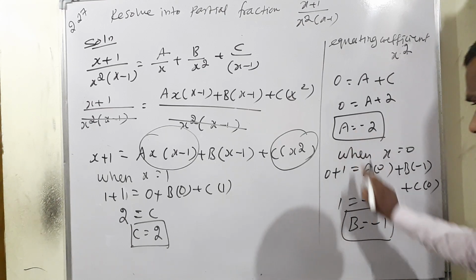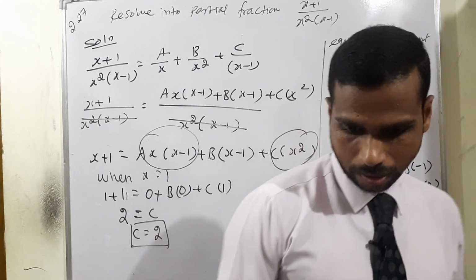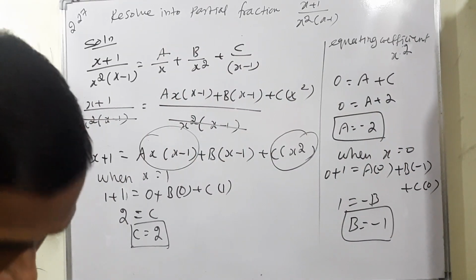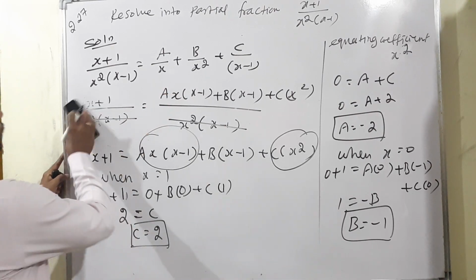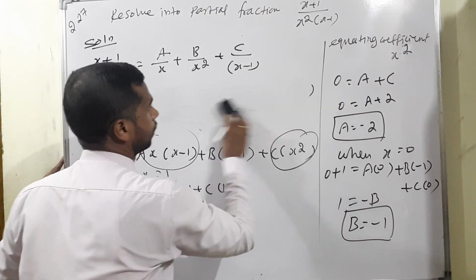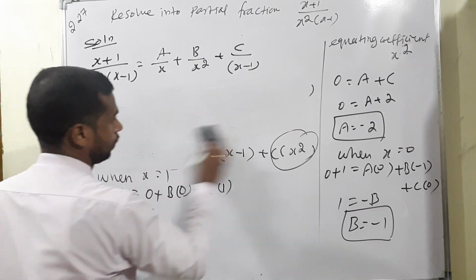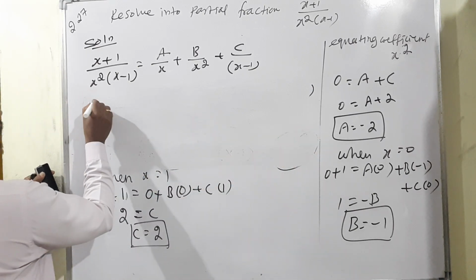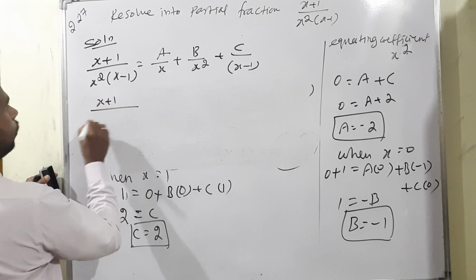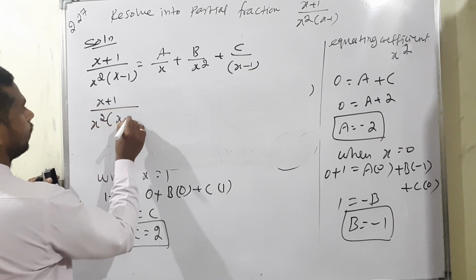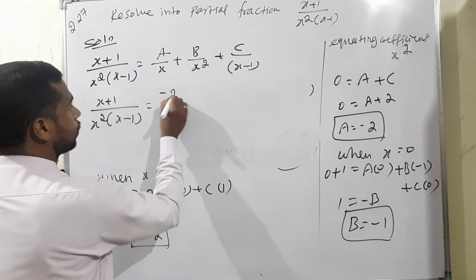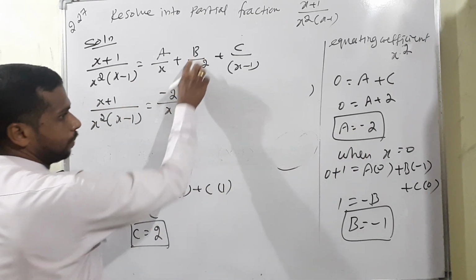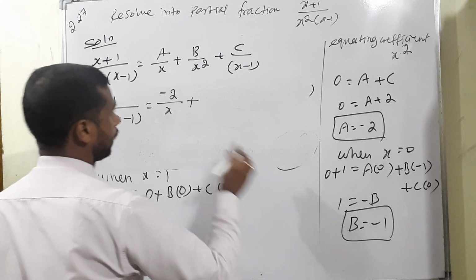So after getting a, b and c, just apply the main term. This is our main term, no? So x plus 1 over x square of x minus 1 is equal to, a is equal to minus 2, so minus 2 by x plus b, which is equal to again negative 1.